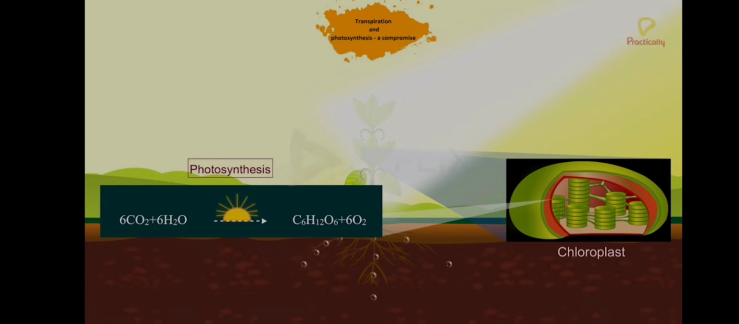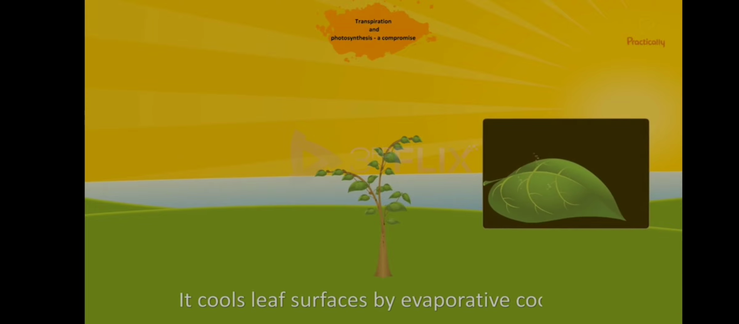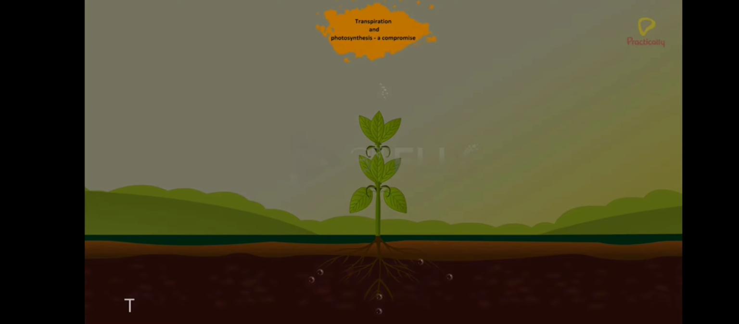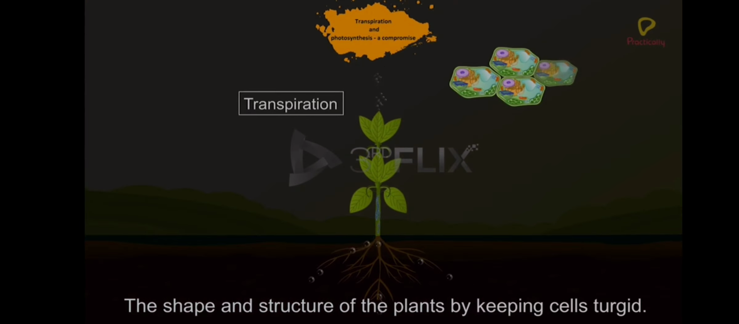It helps in transportation of minerals from the soil to all the parts of the plant. It cools leaf surfaces, sometimes 10 to 15 degrees, by evaporative cooling. Transpiration maintains the shape and structure of the plants by keeping cells turgid.